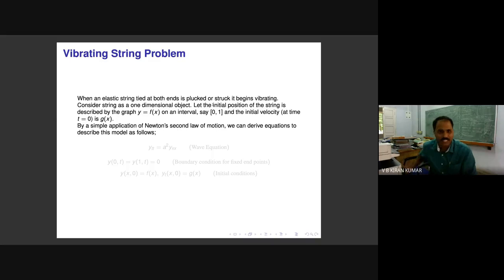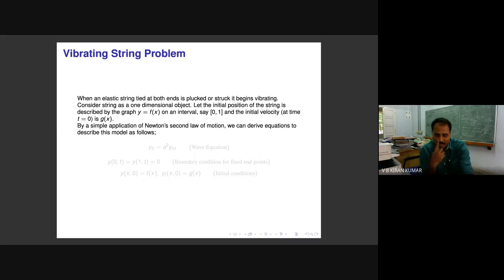So let me explain it very briefly. Let us consider the vibrating string problem first. Suppose an elastic string is tied, keeping both ends fixed, and you just pluck or strike it, so then it starts vibrating. We need to understand this vibration. Suppose the function y(x,t) represents the position of this string at the point x and at time t.